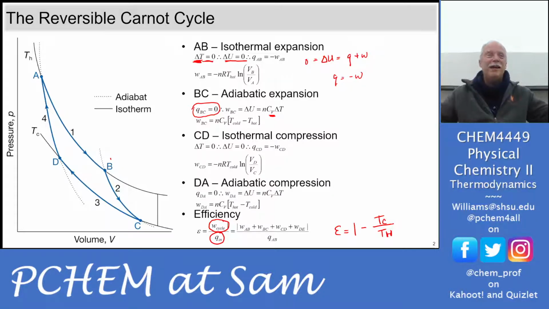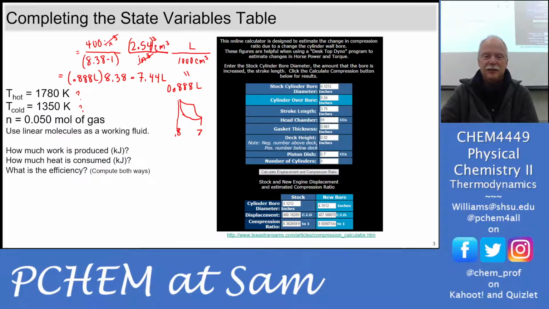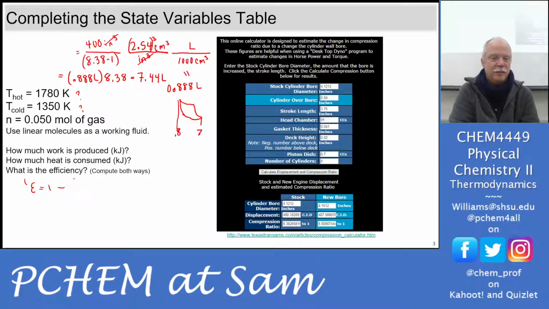Or you could spend 30 minutes trying to work out all of the works and the heats and everything and waste a lot of time. It's almost a trick question to have all of this extra information, like the compression ratio, when all you really need is a hot and a cold temperature, and you can calculate the efficiency of the engine. So we can do that here. Efficiency one way: efficiency is equal to 1 minus 1350 over 1780. And always, always, always in Kelvin.